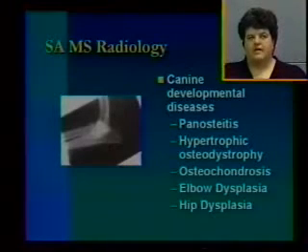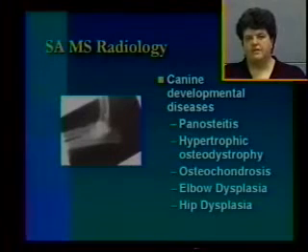So we'll start with canine developmental diseases, of which there are many. I think these are fair game on the NAVLE examination. The big one is panosteitis. This is a dog that's going to have shifting leg lameness, pain on palpation of his long bones, and radiographically it's going to appear as increased fluffy opacity in the medullary portion of a long bone diaphysis.